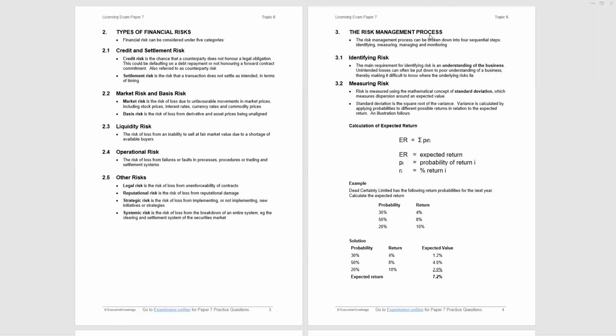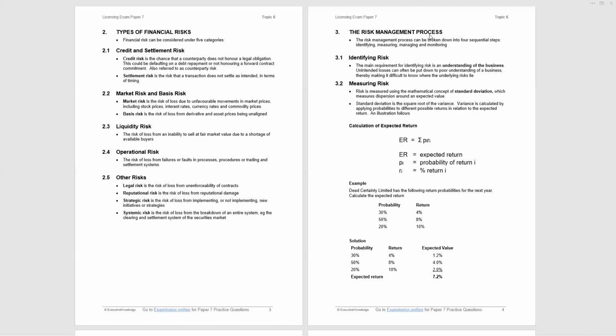Okay, we move on to the risk management process, and we are going to start with identifying risk. We'll move on to measuring risk. Then we'll consider the management of risk, and finally, the monitoring of risk.